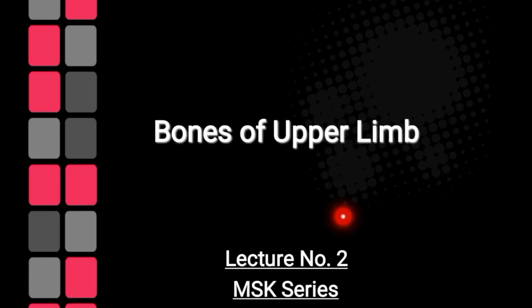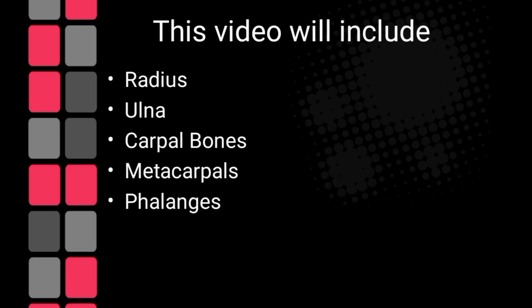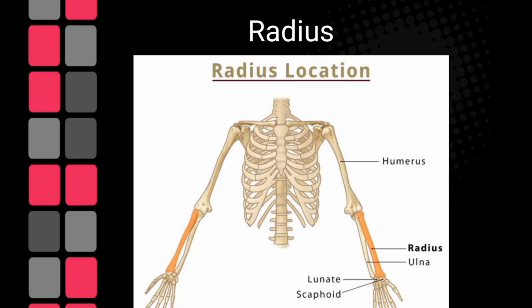This is our second lecture of the musculoskeletal series, and in this video we will discuss radius, ulna, carpal bones, metacarpal bones and phalanges. First bone we are going to discuss is radius. Here you can see this is radius present on the lateral side, and this one is ulna.